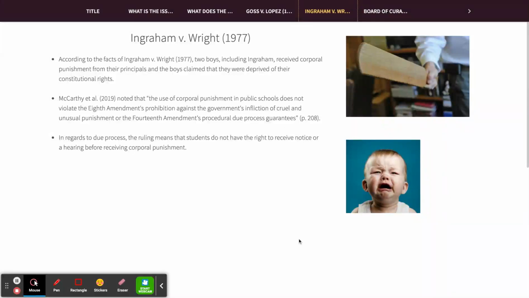The second case relating to this issue is Ingraham v. Wright, 1977. According to the facts of this case, 2 boys, including Ingraham, received corporal punishment from their principals, and the boys claimed that they were deprived of their constitutional rights.